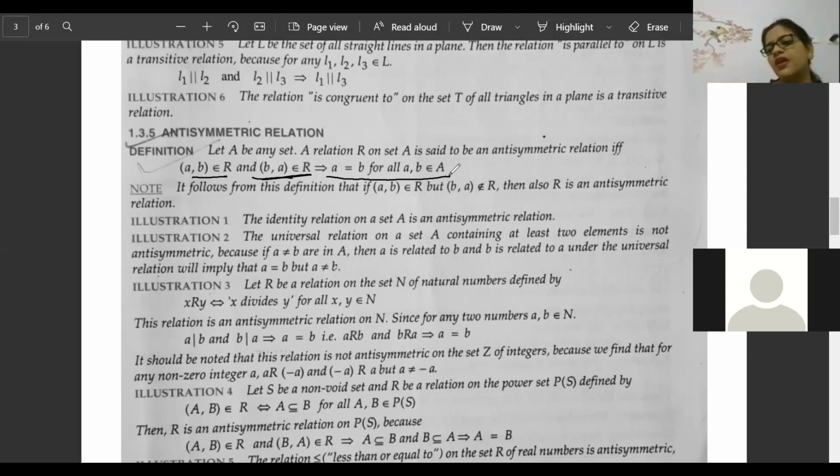One difference you tell. Antisymmetric and symmetric relation. One difference. Only one I want. Who will type and say? I'm not getting answers from you. One difference, beta. One difference.